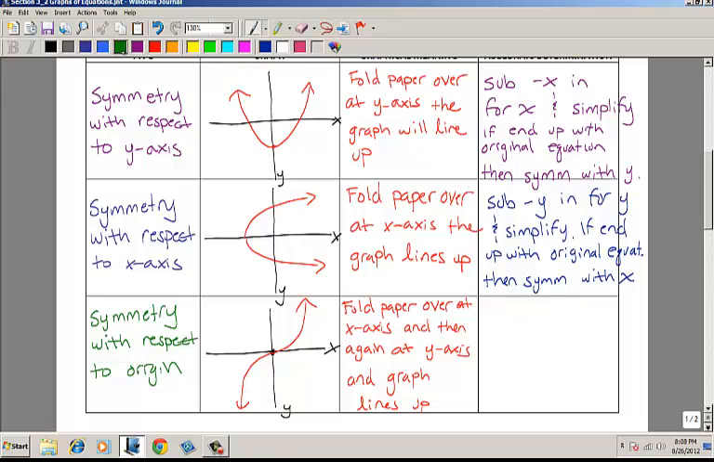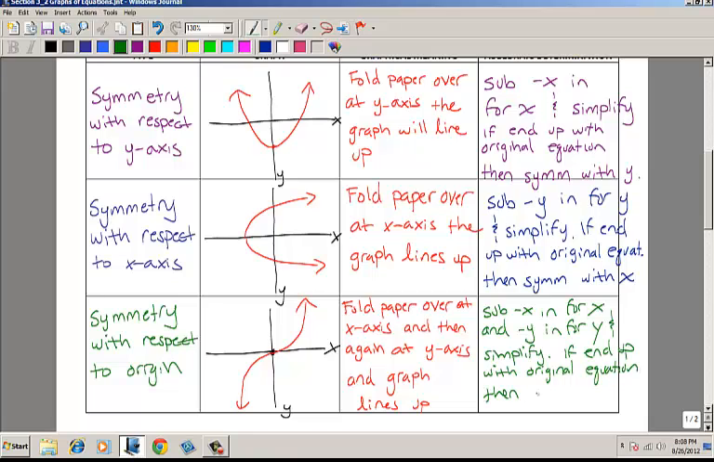The way that you determine algebraically if something is symmetric with respect to the origin is you would substitute negative x in for x and negative y in for y and simplify. If you end up with your original equation, then you have symmetry with respect to the origin.